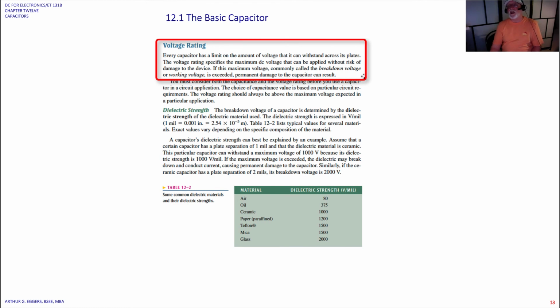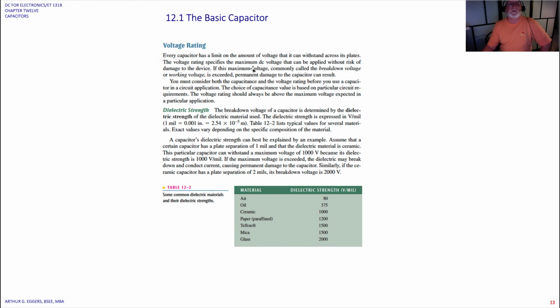For those of you that are in the labs and you experience this, your lab instructor will tell you that when it happens and you get a puff of smoke coming out of the capacitor, they like to joke and say, you just let the smoke out of the capacitor. So you must consider both the capacitance and the voltage rating before you use a capacitor in a circuit application. The choice of capacitance value then is based on the particular circuit requirements. The voltage rating should always be above the maximum voltage expected for a particular application.